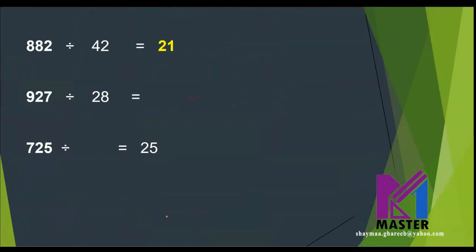Now look at these questions. I want all of you to find the quotient using the splitting method and the subtraction method, and revise your answers with the video. The first one, the answer is 21, and the second one, the answer will be 33 remainder 3, which is 33 and 3 over 28.